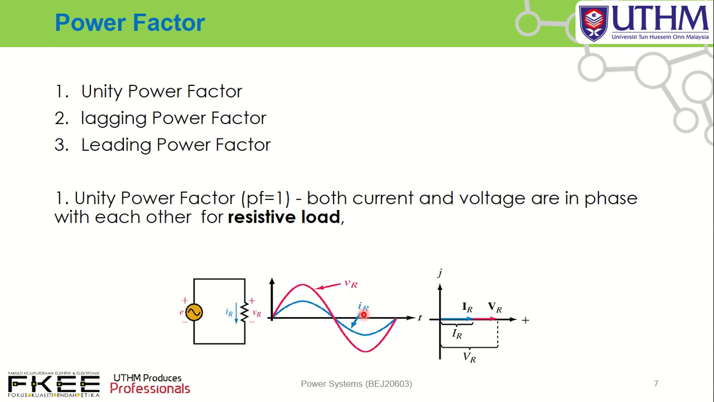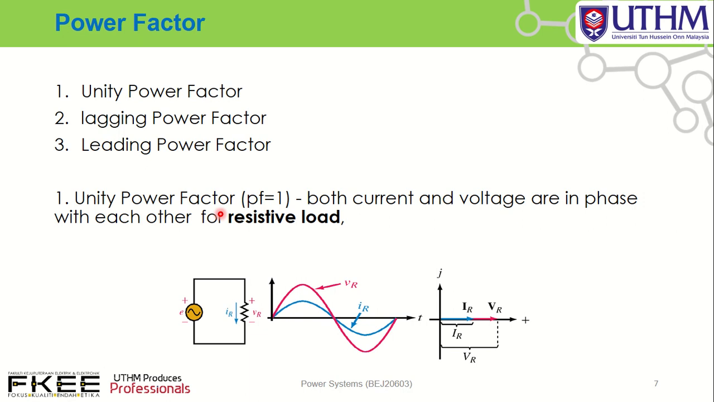Basically we have 3 different types of power factor. Number 1, we call it a unity power factor, which is for resistive load. And then we have a lagging power factor for inductive load. Number 3, we have a leading power factor for capacitive load. First of all, look at the unity power factor.